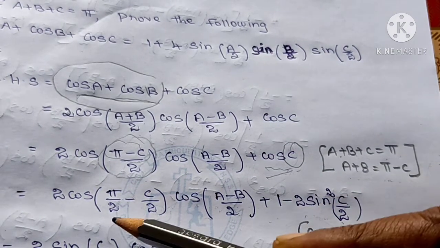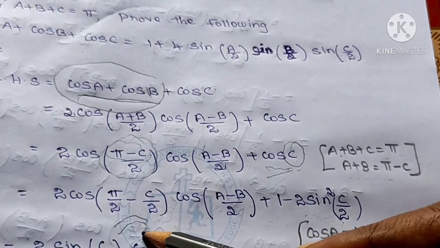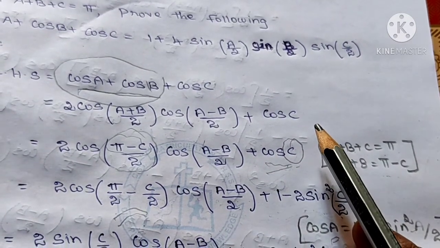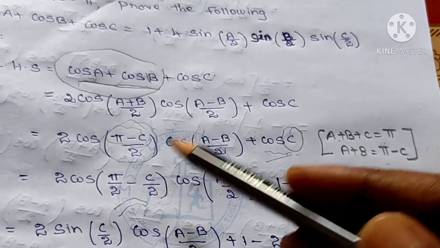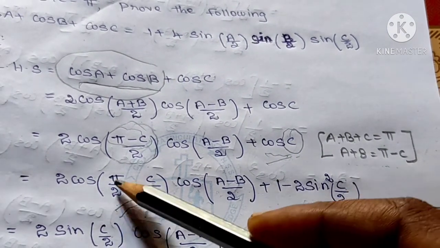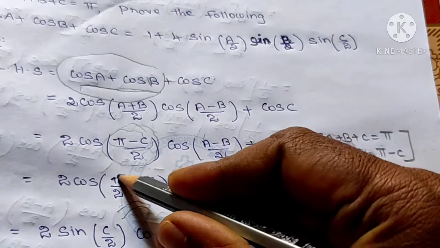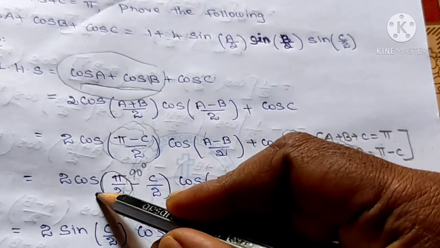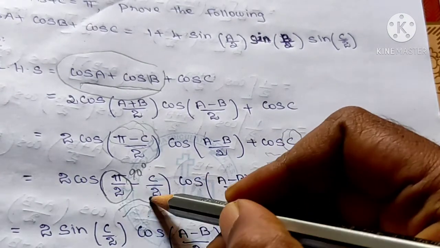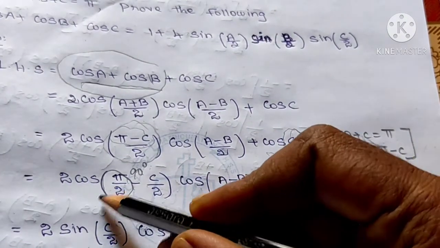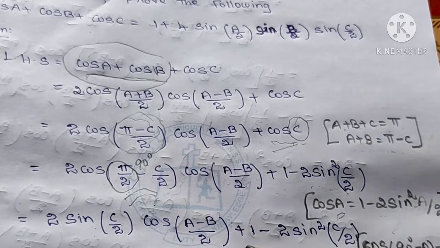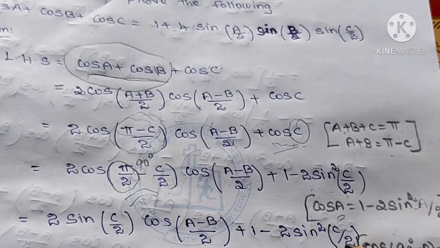Next use the trigonometric complementary angles. What's the formula? Complementary angles, cos 90 degree minus theta is sin theta. Okay, pi by 2 is 90 degree angle. So you know the trigonometric complementary angle, cos 90 degree minus theta is sin theta. So we get sin c by 2 into cos a minus b by 2 plus 1 minus 2 sin square c by 2. Balance terms you write down.